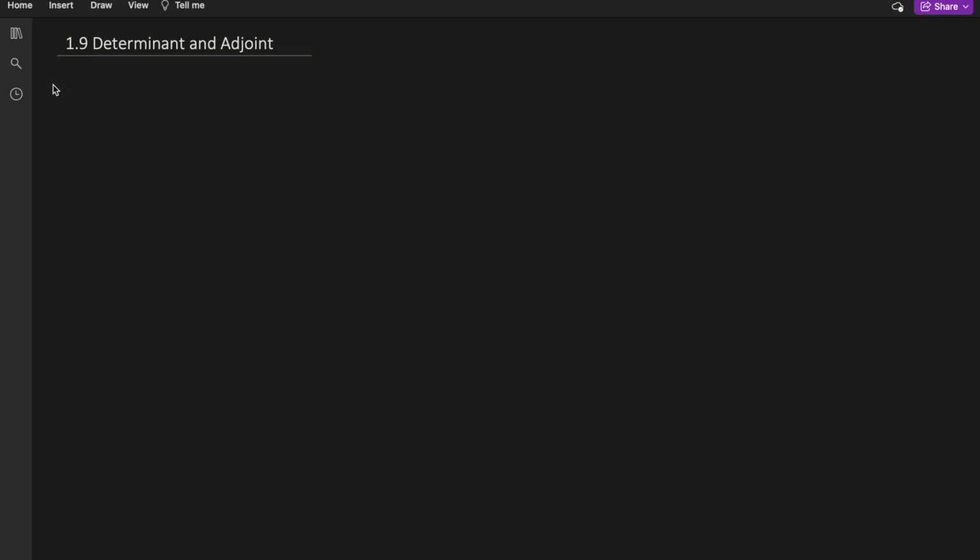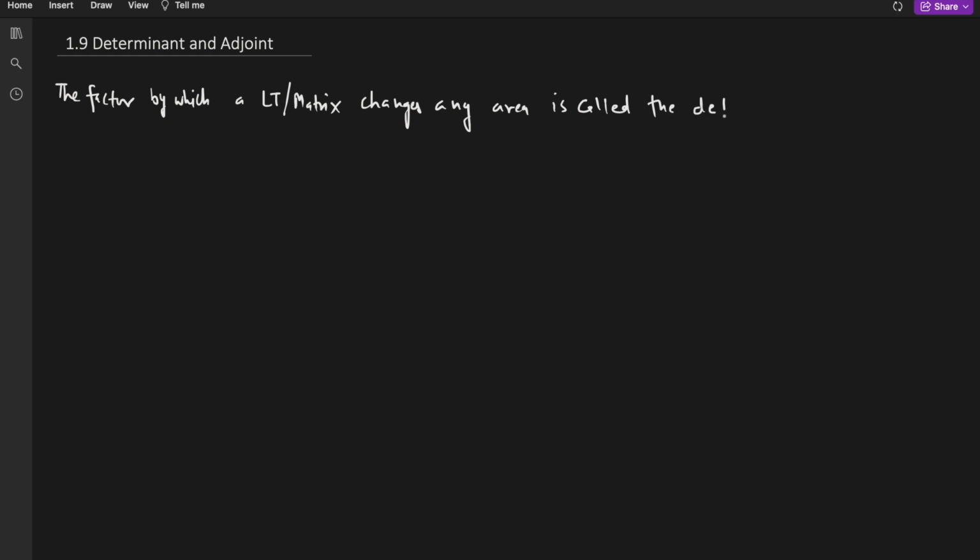So basically, the determinant is the factor by which a linear transform or a matrix, these are the same thing, changes any area. Okay, any area is called the determinant of that linear transform or matrix.